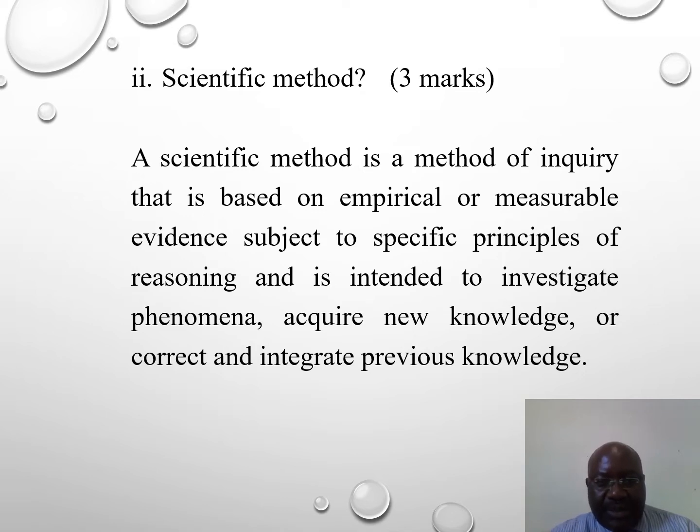Next, what is the meaning of the term scientific method? A scientific method is a method of inquiry that is based on empirical or measurable evidence, subject to specific principles of reasoning, and is intended to investigate phenomena, acquire new knowledge, or correct and integrate previous knowledge. That is a probable, suggested, and acceptable response.